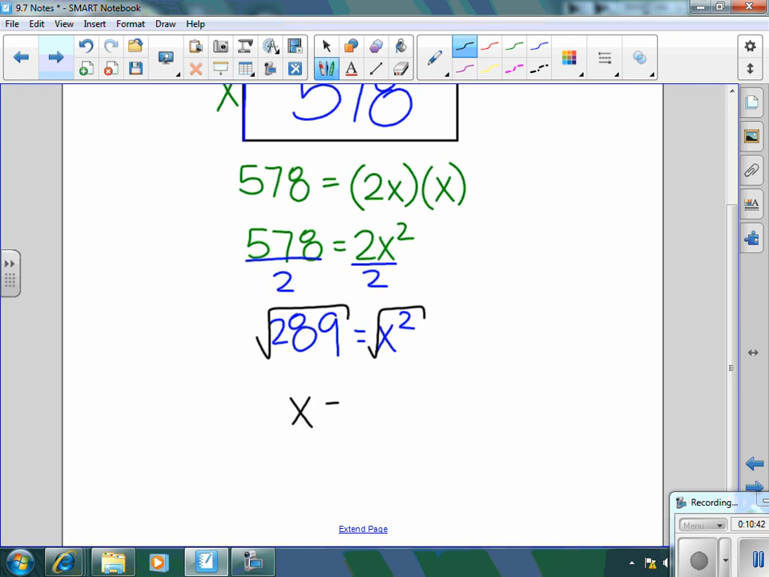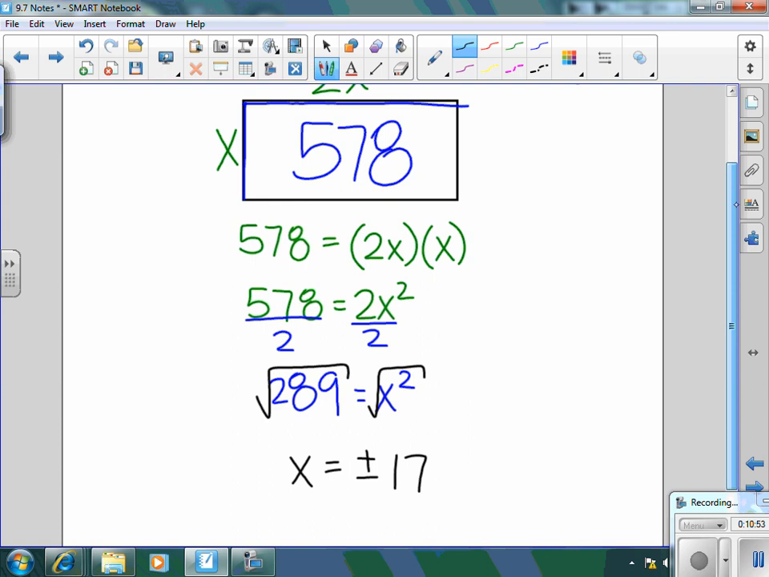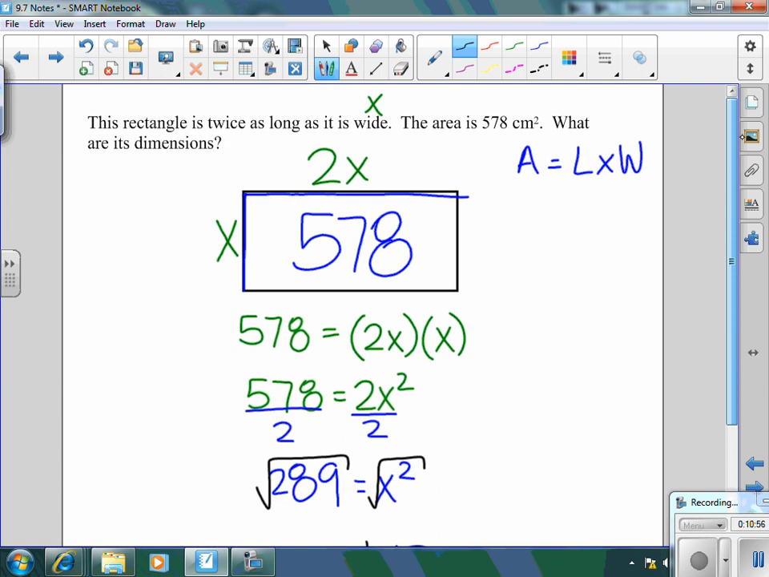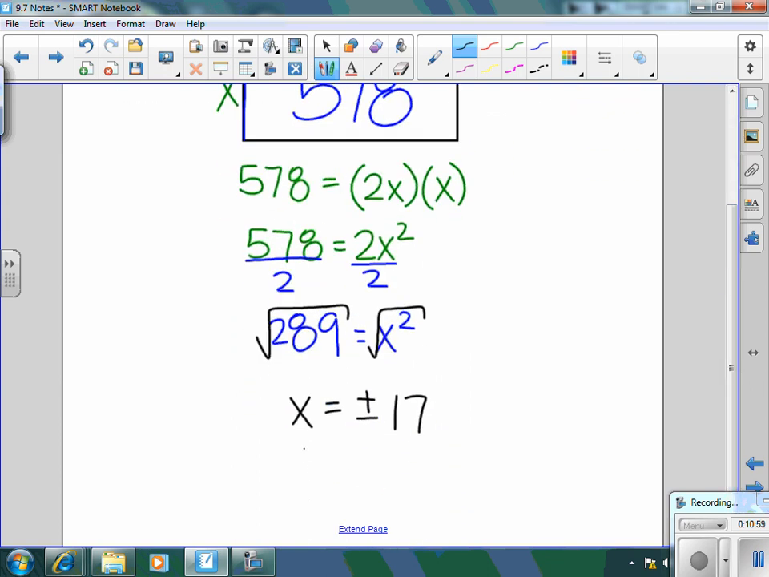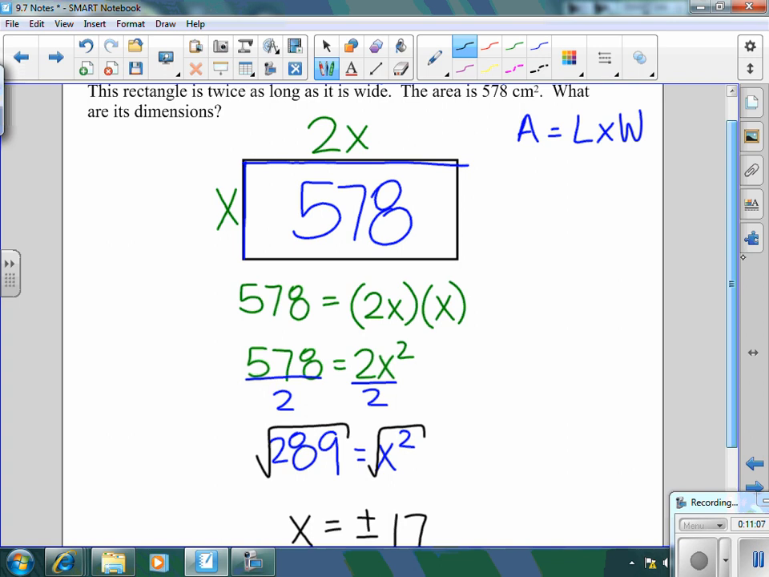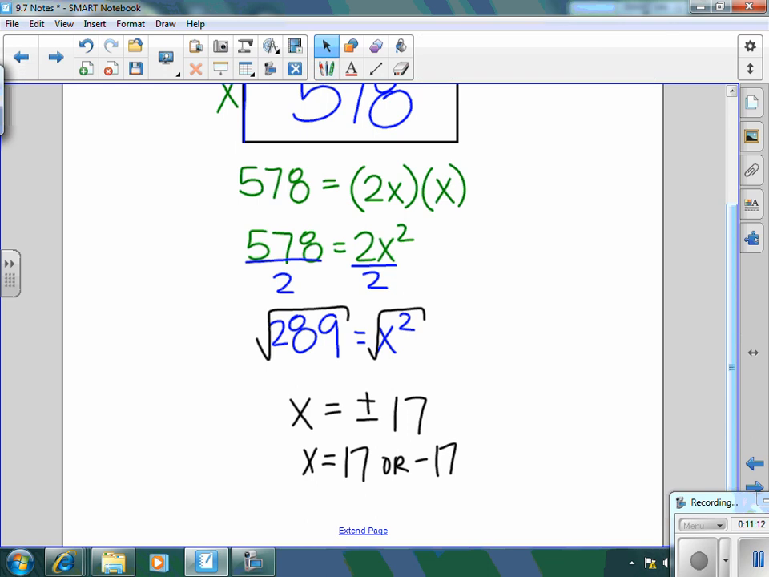So we get x equals plus or minus 17. Now remember, this was a story, and we need to find 2 things. We need to find the length and the width. We have 2 options here for x. X could be positive 17, or x could be negative 17. But because this is a story, and x represents a dimension, we cannot have negative dimensions. We can't have negative centimeters. So even though negative 17 mathematically works up here, it doesn't work with our problem. So we can totally forget about that.